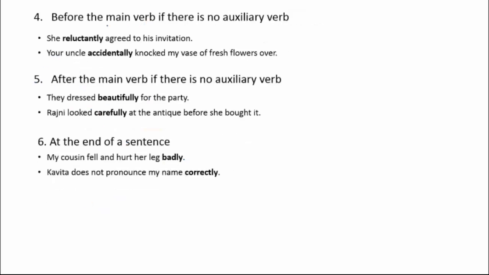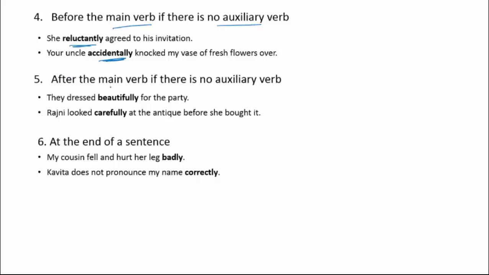Adverbs are also used before the main verb in case there is no helping verb. For example, she reluctantly agreed to his invitation. Reluctantly. How did she agree? Reluctantly. Your uncle accidentally knocked my vase of fresh flowers over. How did he knock? Accidentally.